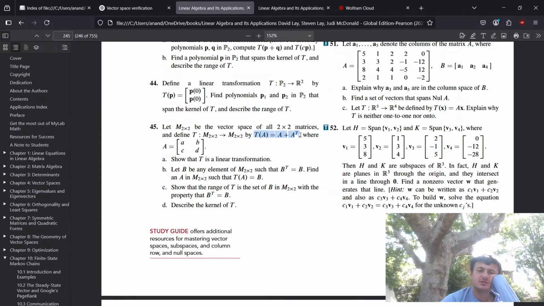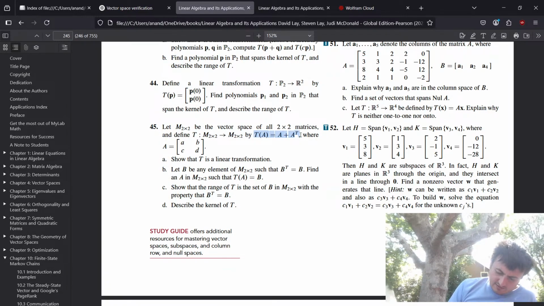Okay, to show it's a linear transformation. Okay, so 45, T of A is equal to A plus A transpose for A in M 2 by 2. Then to show T is linear, we need T of A plus B is equal to T of A plus T of B.